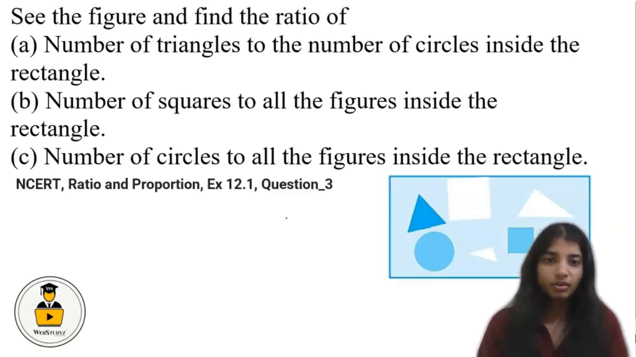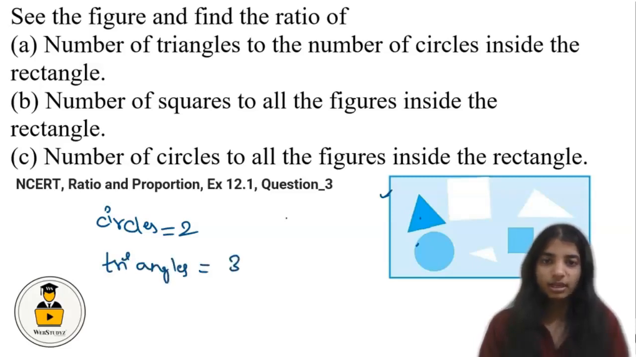So basically, look here, this figure is given to us where inside this we are given a certain number of figures. We can see that there are two circles, three triangles, and two squares. So the number of circles is equal to 2, the number of triangles is equal to 3, and the number of squares is equal to 2.